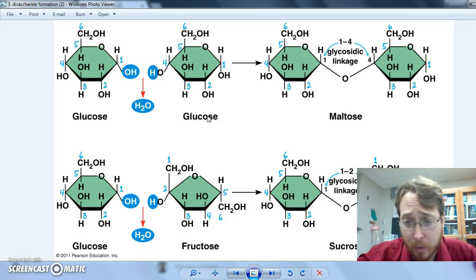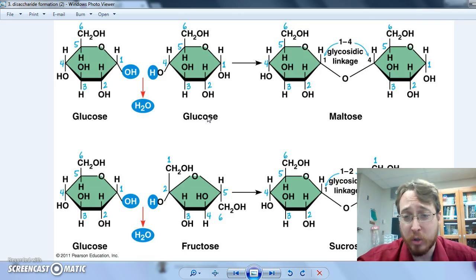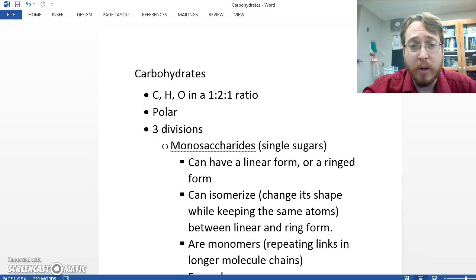Now, one more thing about monosaccharides. They are monomers, which means they can be linked together to make larger molecules, larger chains of molecules. We're going to talk more about monomers and polymers in the next video, so let's review what we've got. Carbohydrates are made of carbon, hydrogen, and oxygen in a 1 to 2 to 1 ratio. That's what the name means. They are polar. They come in 3 divisions.